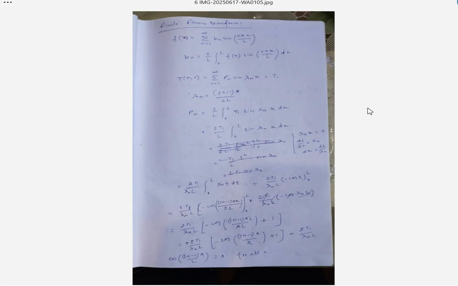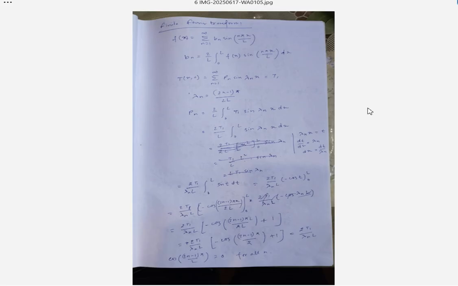Now, how can we find the value of Bn using f of x? This is given by the Fourier transform, where Bn can be written as 2 by L integration of 0 to L f of x sine of n pi x by L dx.